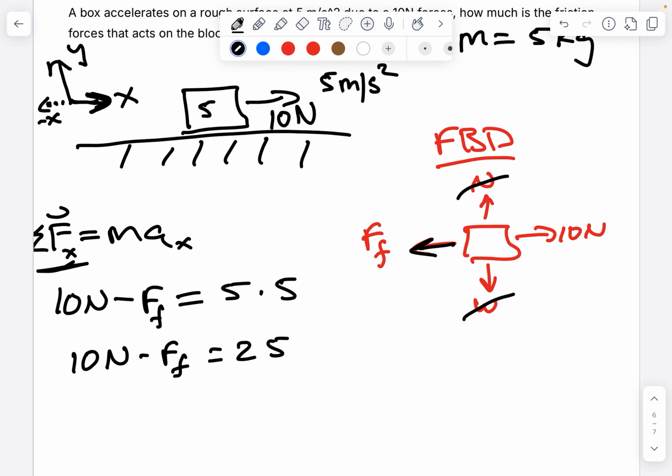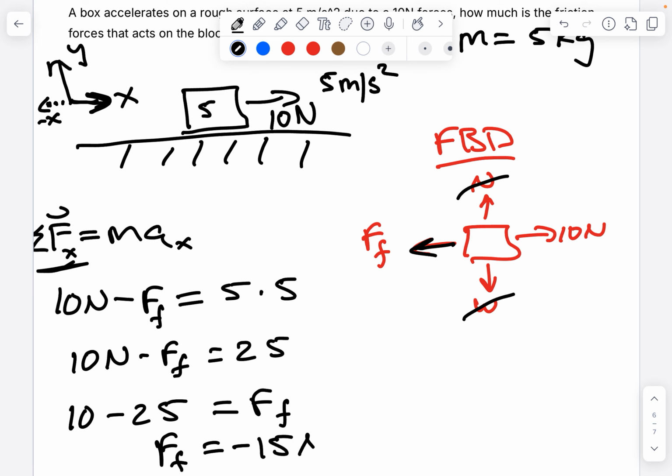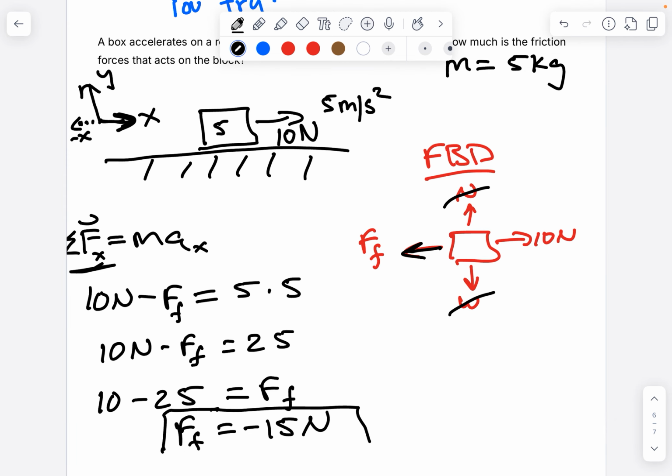Now let's bring friction to the other side. We have 10 minus 25 is equal to the force of friction. And notice how in this case the force of friction is negative. So we get friction force is negative 15 newtons. That is our answer. So what does this actually mean?